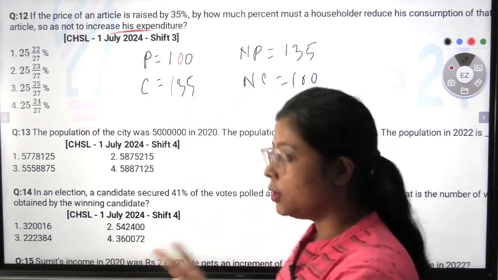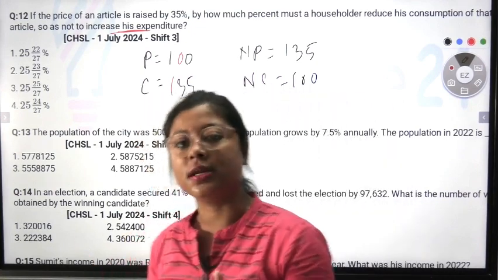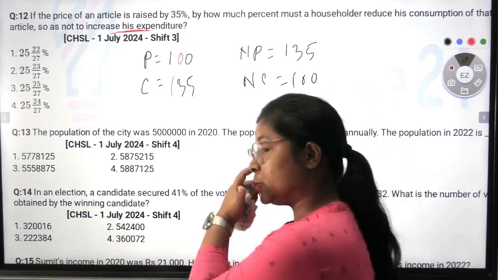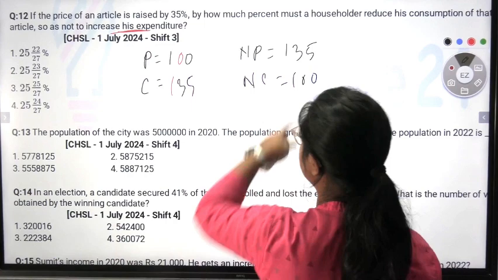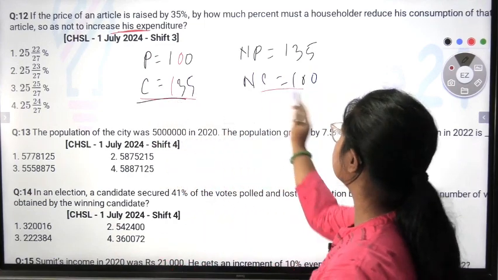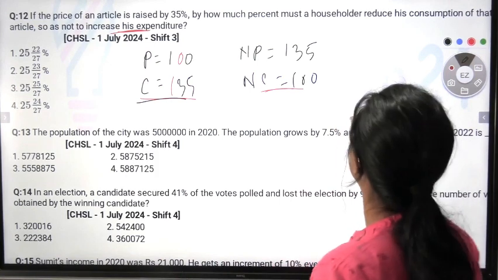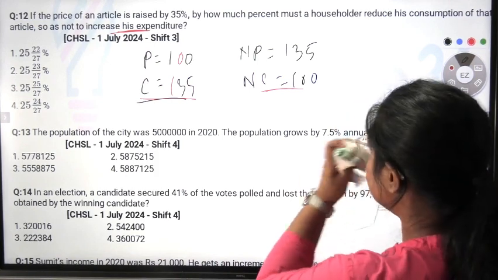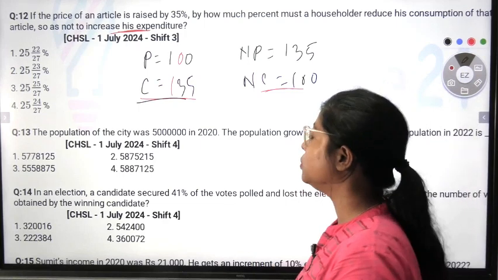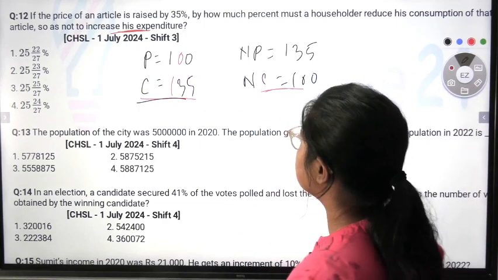Okay, to maintain the expenditure constant, price and consumption must be inversely proportional. So if my price increases, my consumption would reduce. So this is my previous consumption and this is my new consumption. Now it is asked to find out how much percent must be reduced. So I need to find out the reduced percent. So how much is the reduced consumption?